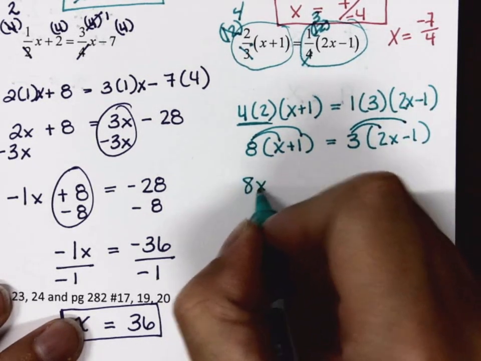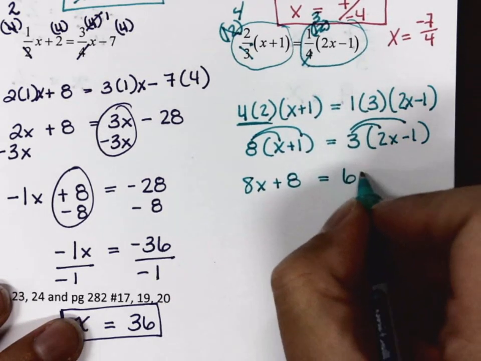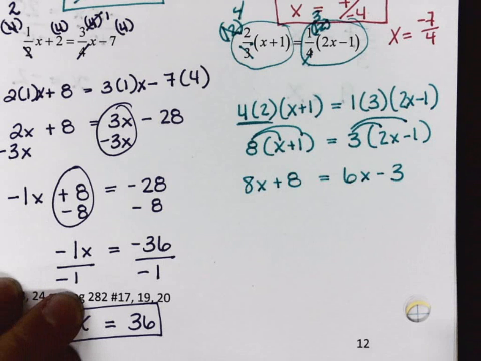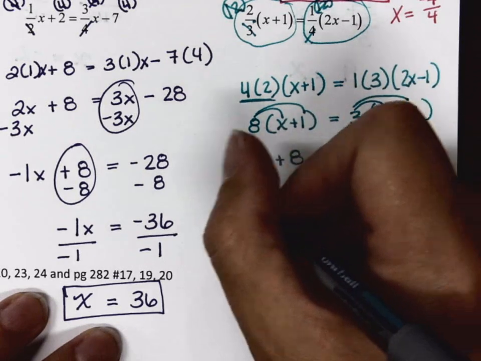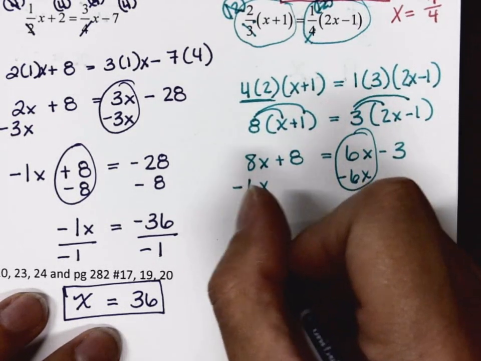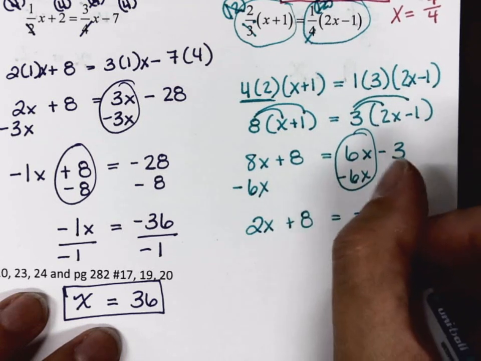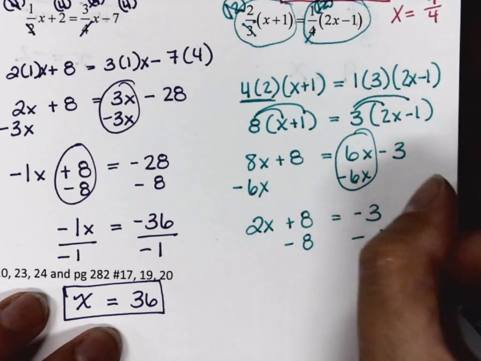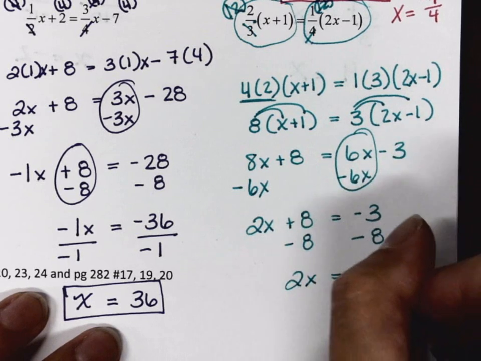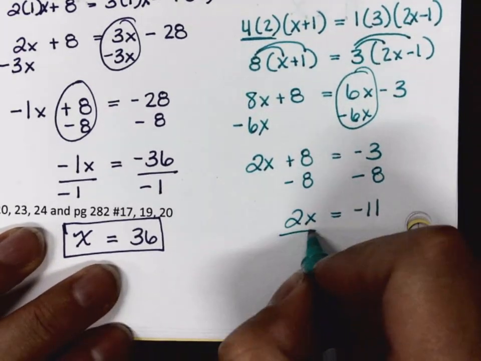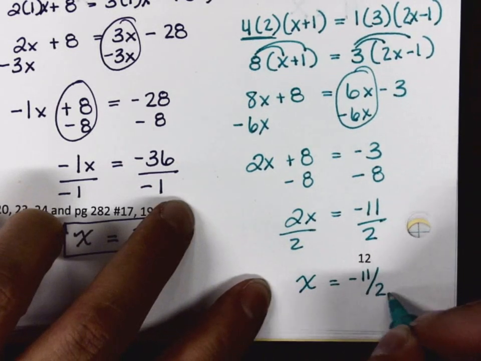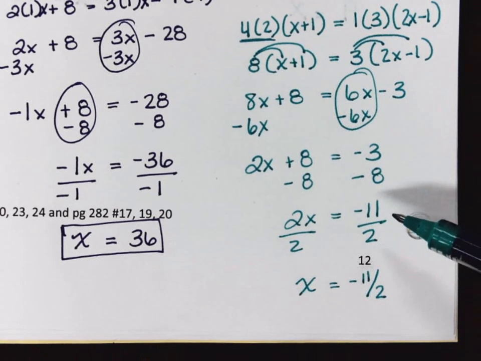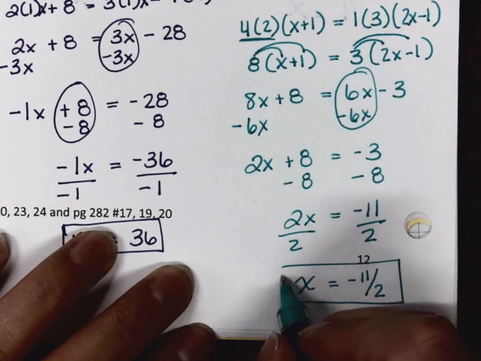So I'm going to have 8x plus 8 equals 6x minus 3. I'm going to bring my 6x to the left-hand side, so I'm going to minus 6x, giving me 0. So I'm going to have 2x plus 8 equals a negative 3, minus 8 from both sides. So I'm going to have 2x equals negative 11. Divide by 2, x is equal to negative 11 over 2. And I know I can't reduce it because 11 is a prime number. All right, so that's the answer to that one.